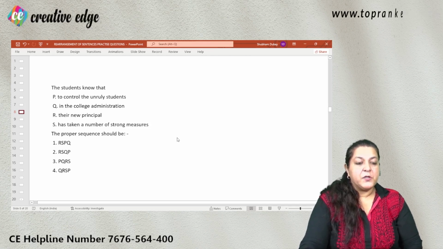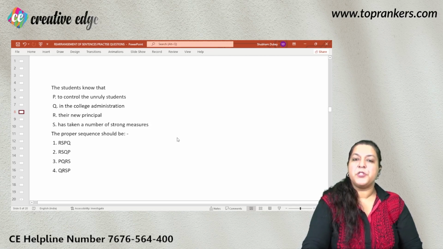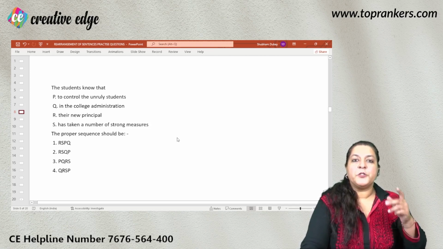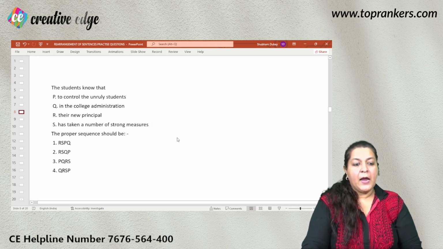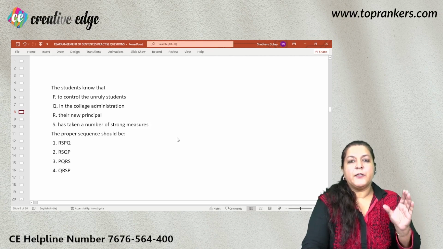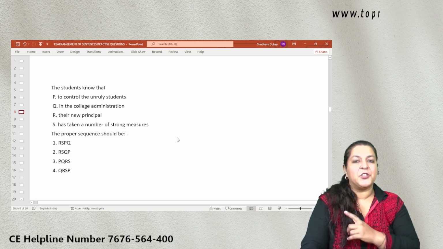Number of strong measures to control the unruly students and in the college administration. Now, please remember this kind of sentence, our tendency would generally be to fit in the option that goes. Now, you'll tell me, ma'am, has taken a number of strong measures in the college administration is also fine, and has taken a number of strong measures to control the unruly students is also fine. But do remember that when we are doing these kinds of sentences, the part of the sentence that we are talking of has to be closest to the person who is doing the action or where the action is happening.